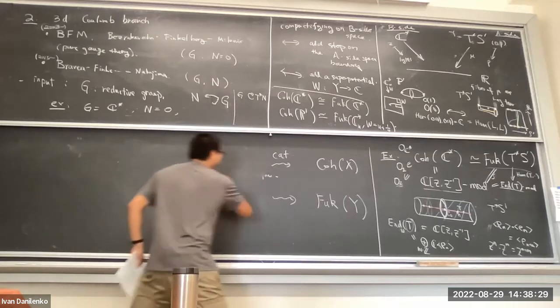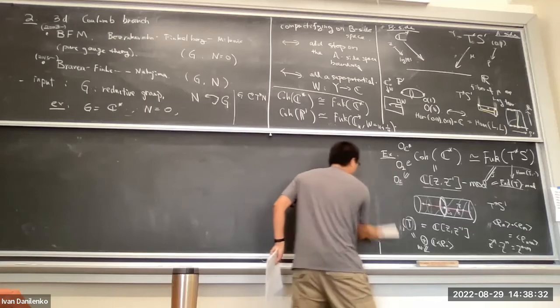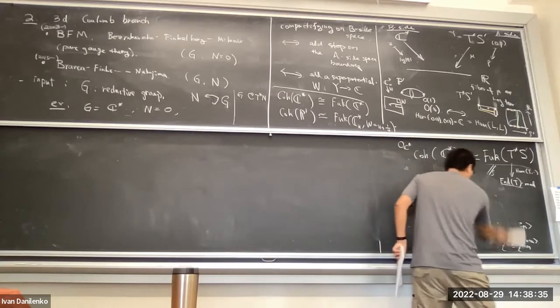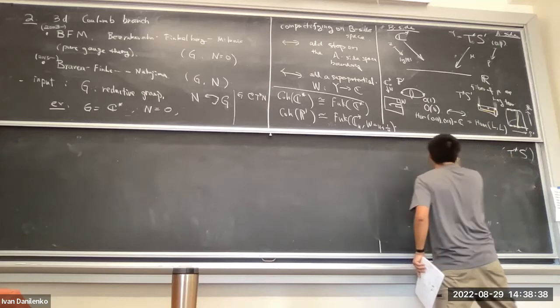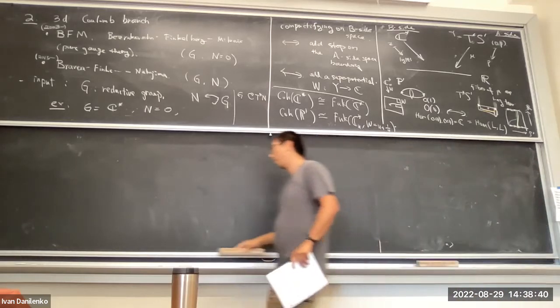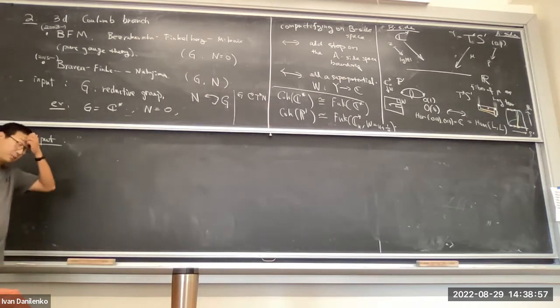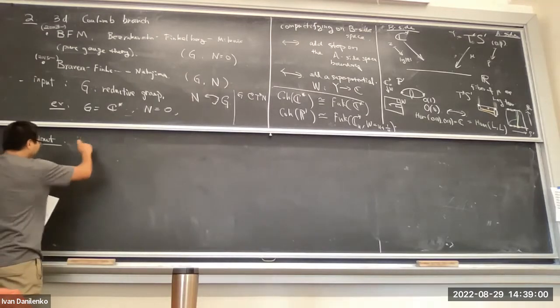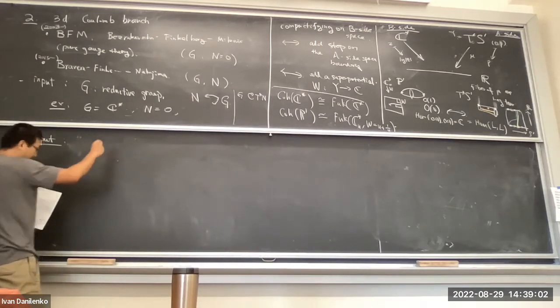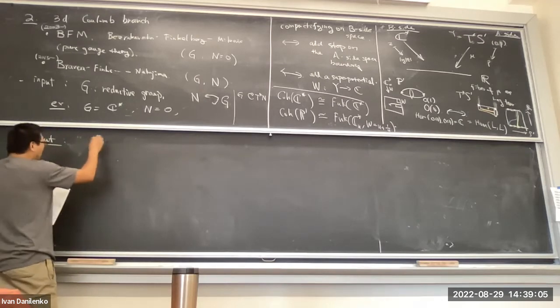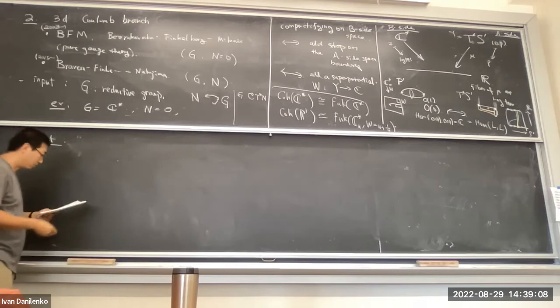So here's the input. Input is just simple. You have a group, you have a representation. Output. Well, there are various versions of the output I could say, but let me say the simple way. Basically we can consider the Coulomb branch, the additive or multiplicative Coulomb branch, or the cKLRW Coulomb branch.